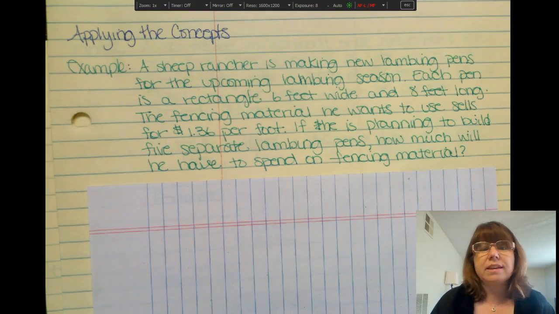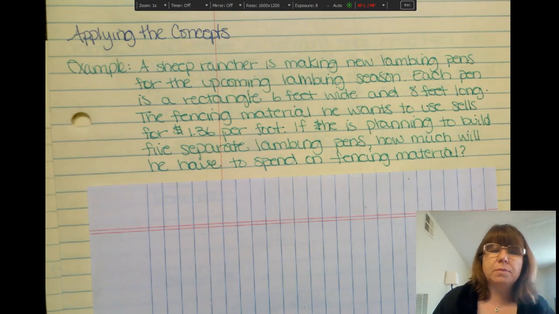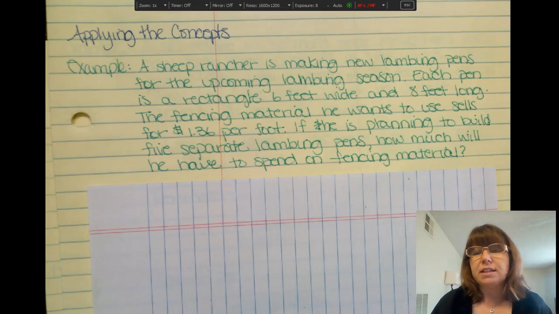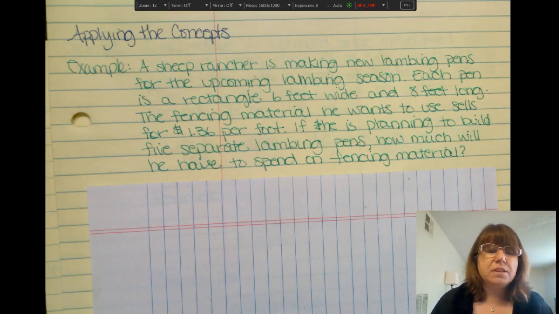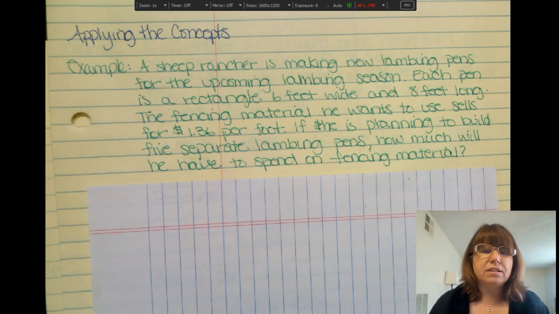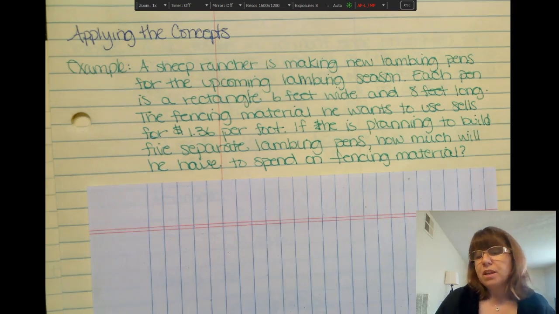How can we apply this? So, let's say a sheep rancher is making new lambing pens for the upcoming lambing season. Each pen is a rectangle, 6 feet wide and 8 feet long. The fencing material he wants to use sells for $1.36 per foot. If he's planning to build 5 separate lambing pens, how much will he have to spend on fencing material?